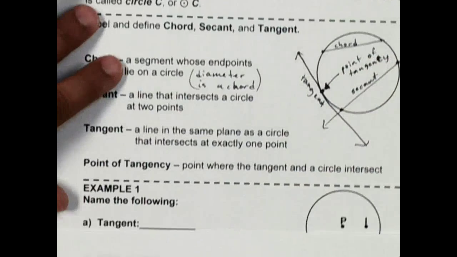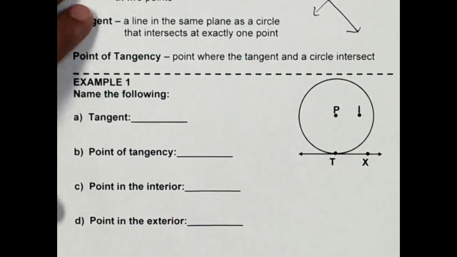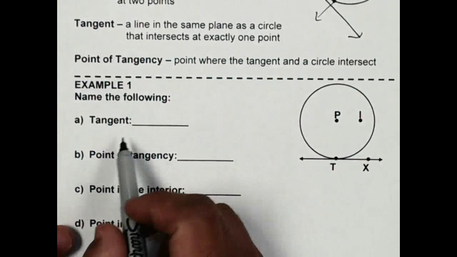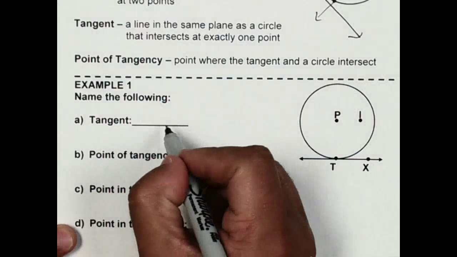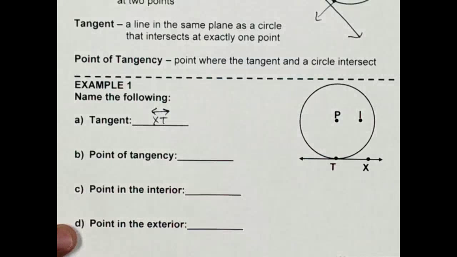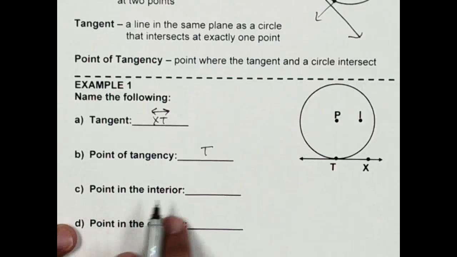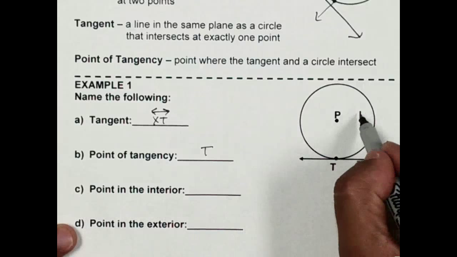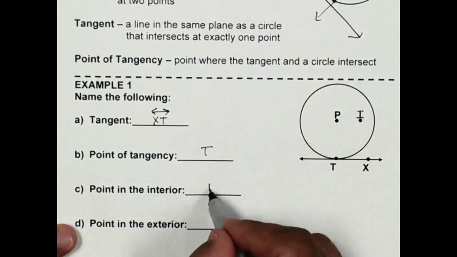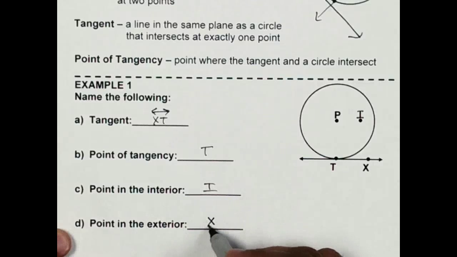All right, so let's look at these and redo some definitions, some naming stuff. Name the following tangent. That's going to be line XT. Remember we show the arrows on both ends. Point of tangency is going to be T. A point in the interior, that's going to be this point I right here. And a point on the exterior of the circle would be X.